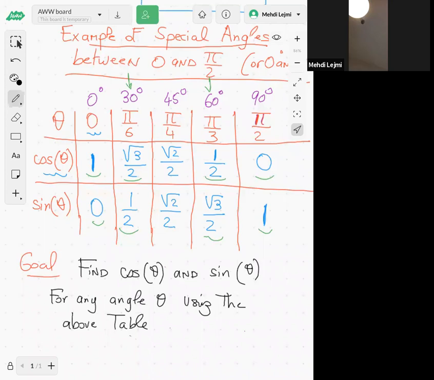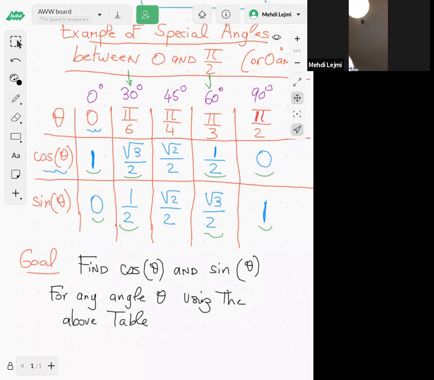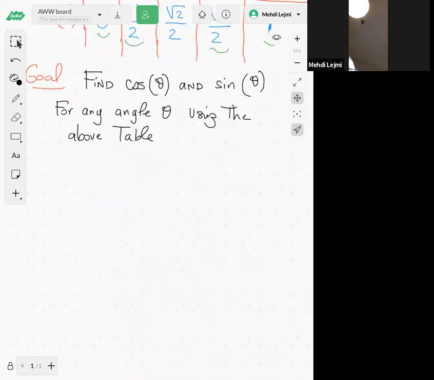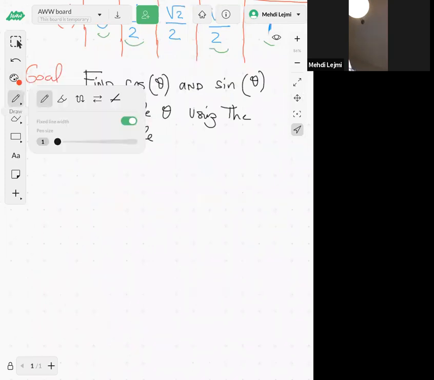Okay, so I'm going to discuss first some properties of the cosine and sine. Just from the definition, you can deduce these properties. So here are some properties of cosine and sine.